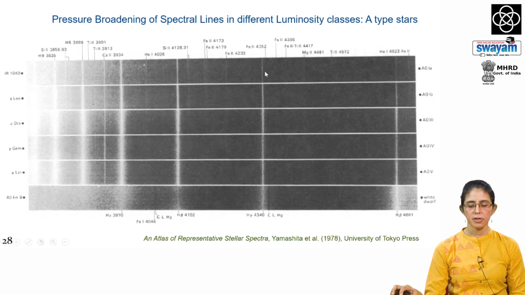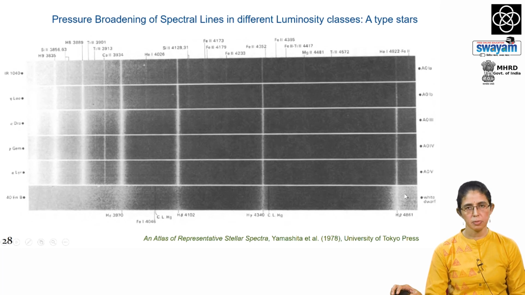And one can see that the width of the spectral line is increasing as one moves down in the luminosity classes. This is related to the pressure broadening effects, which in turn is due to the higher density on the surface of these types of stars.